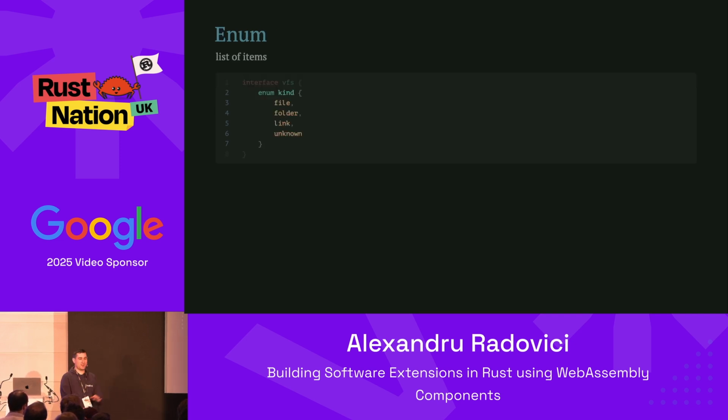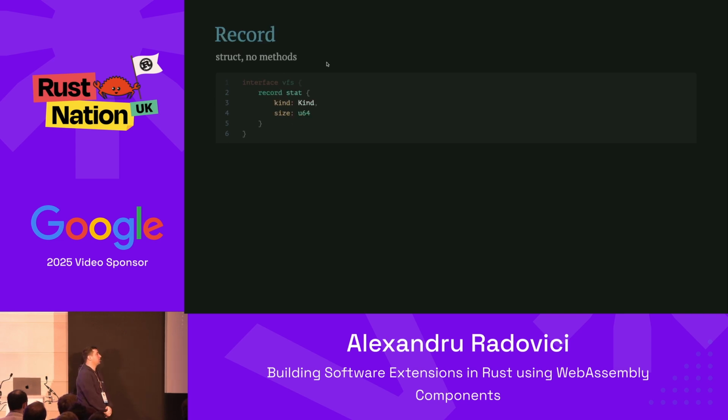Enums. Enums are the enums of C. So it's just a sequence of items, no payloads, just like that. As you can see: file, folder, link, and unknown. Enums are defined within interfaces. You can't define enums outside. So interfaces contain these enums.